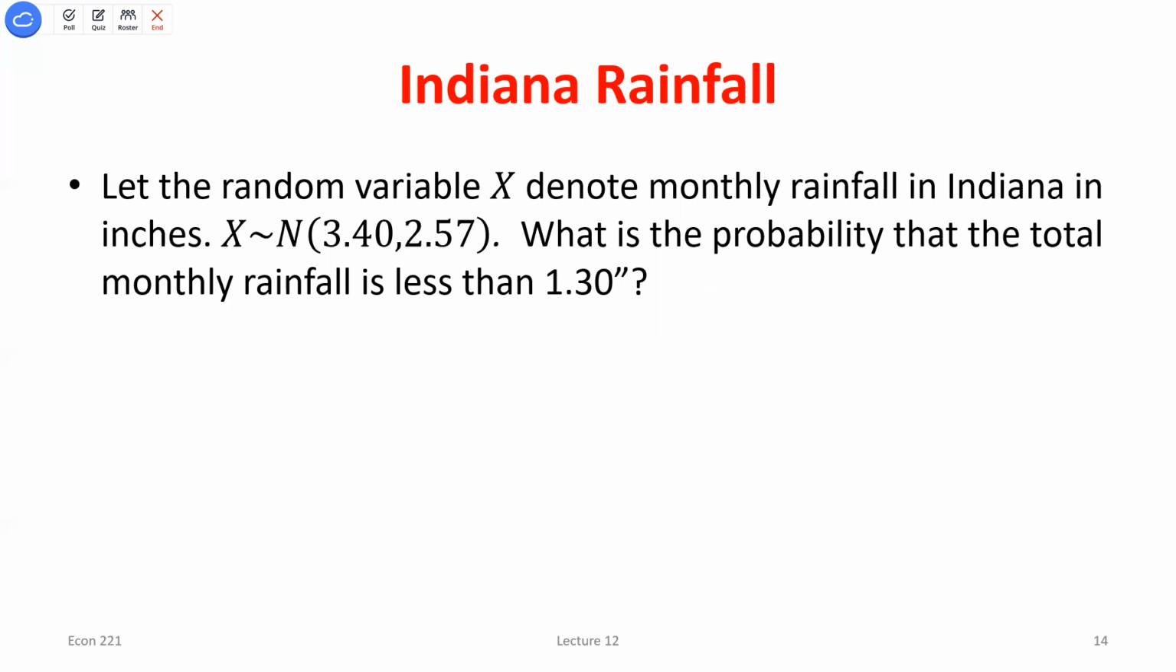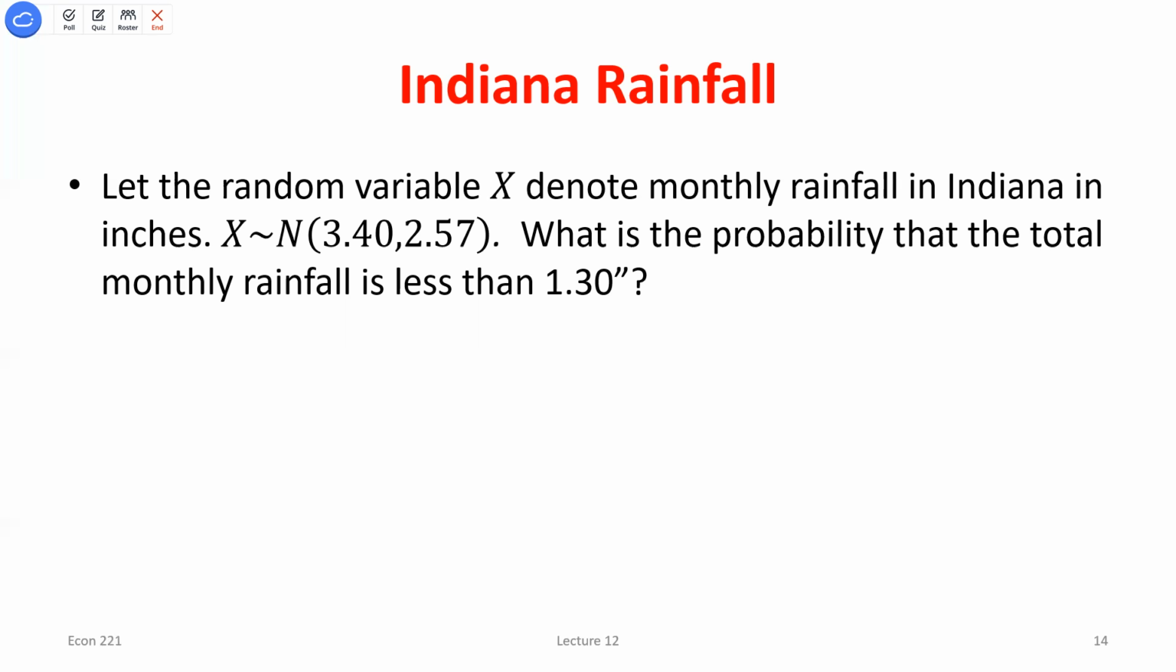If anybody wants to help me out, just maybe make this a little bit easier to think about, what's the square root of 2.57? Is it 1.60? Sounds about right. So we'll say it's about 1.60. So if I'm thinking about then, what's the probability I see 1.3 inches of rainfall or anything below that?